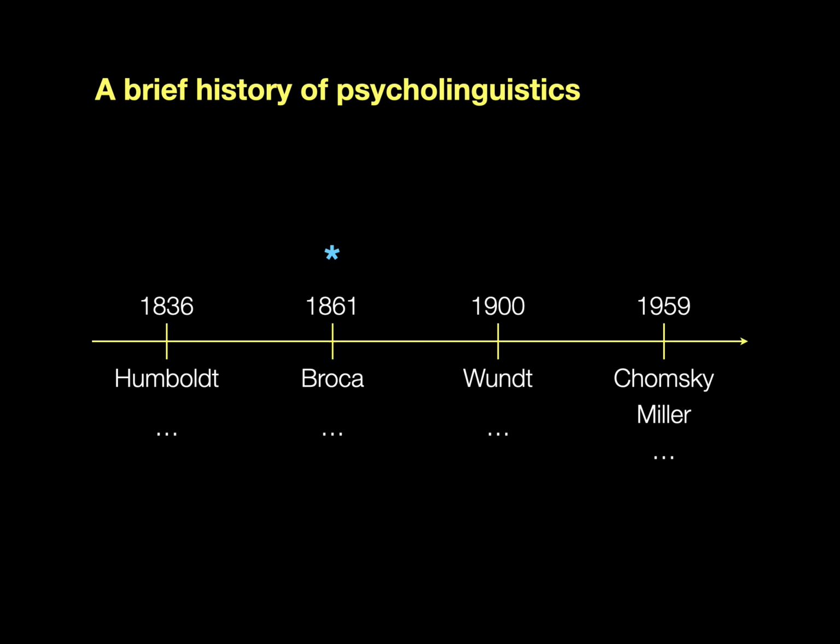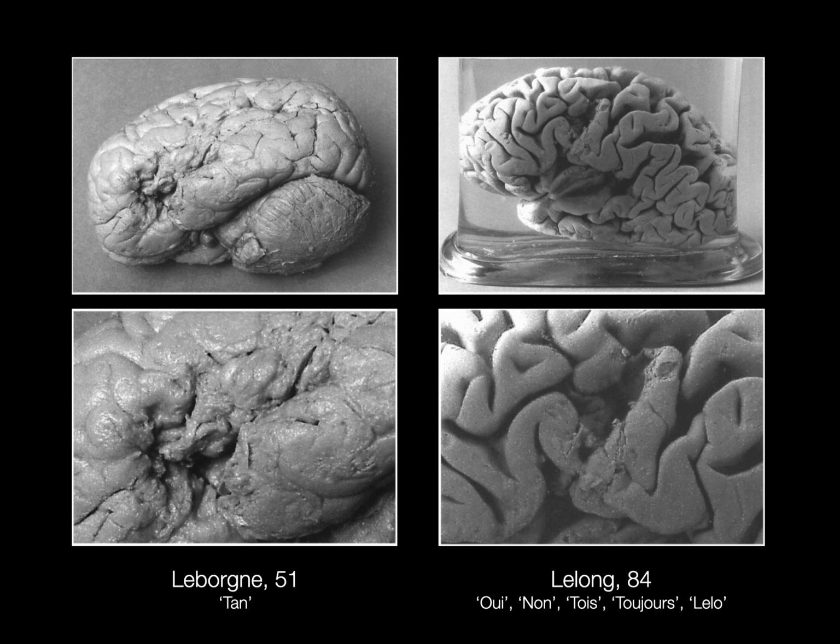One important step was due to the French neurologist Paul Broca around 1861. So Broca discovered that lesions to particular parts or areas of the brain can result in speech deficits. The images you see here show the left hemisphere of two patients, Le Borgne, who died at age 51, and Lelong, who died when he was 84. Now, both patients have visible lesions in the left inferior frontal cortex. So that is the anterior part of the left hemisphere of the brain.